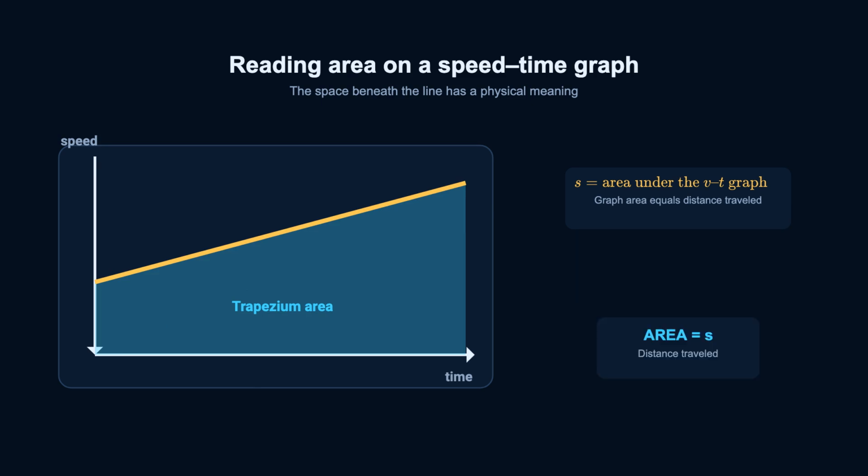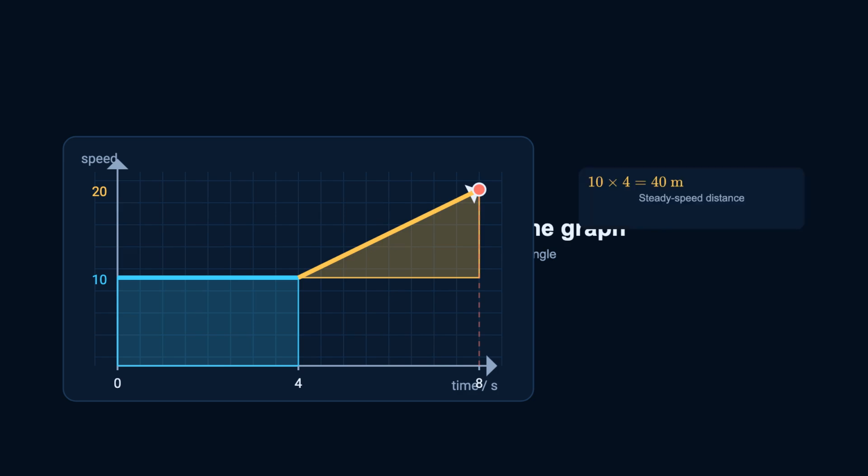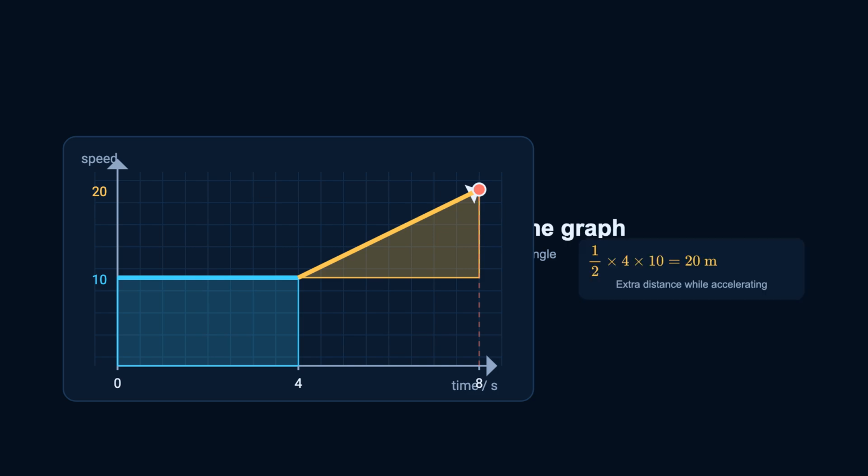Full stop. Consider a runner holding a steady 10 meters per second for 4 seconds, then accelerating up to a faster speed over the next 4 seconds, forming a triangle on top. The rectangle gives 10 times 4, which is 40 meters. The triangle on top gives 1/2 times 4 times 10, which is 20 meters. Add them together, and the total distance covered is 60 meters.